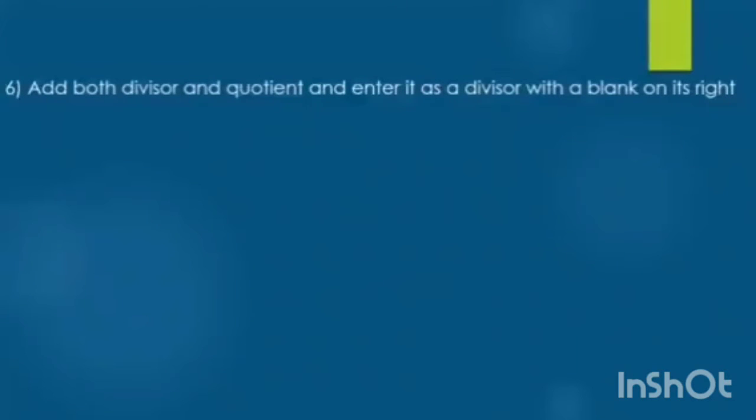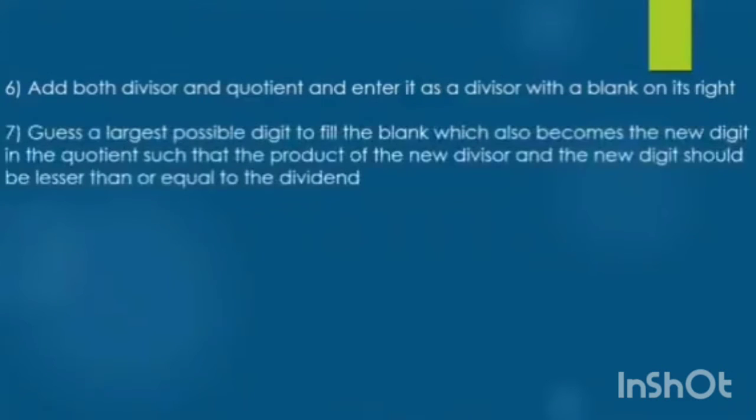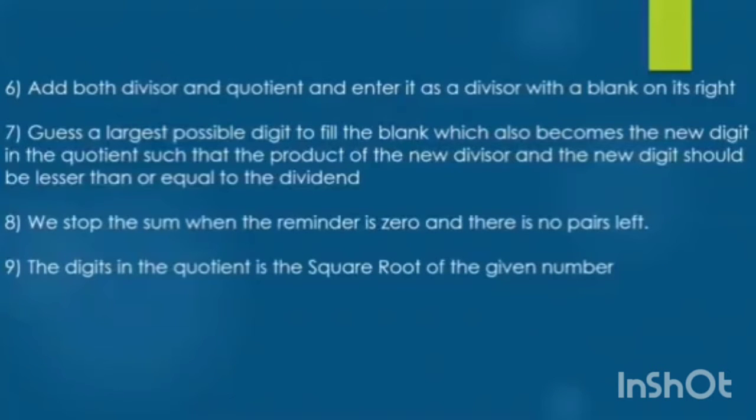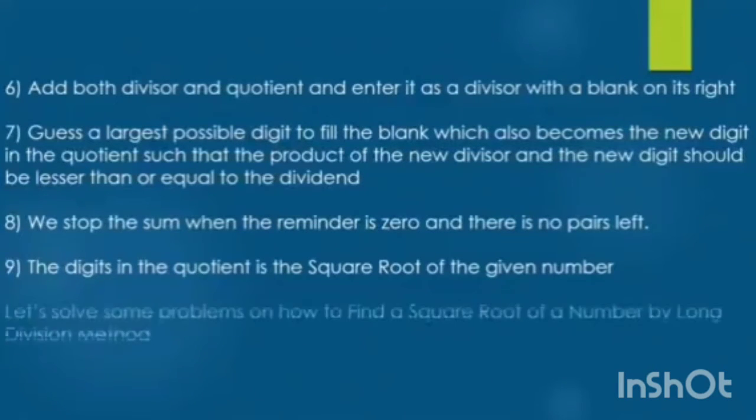Step 6. Add both divisor and quotient and enter it as a divisor with a blank on its right. Guess the largest possible digit to fill the blank, which also becomes the new digit in the quotient, such that the product of the new divisor and the new digit should be less than or equal to the dividend. Step 8. We stop the sum when the remainder is 0 and there are no pairs left. The digits in the quotient is the square root of the given number. I hope everyone has confusion on this method. To make it easier, let's solve some problems on how to find a square root of a number by long division method.